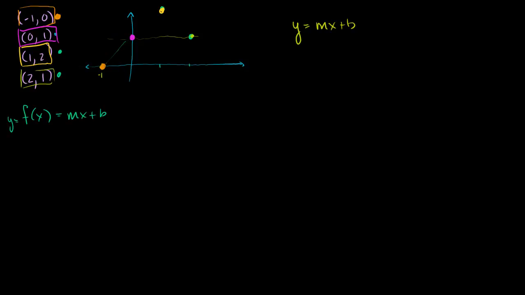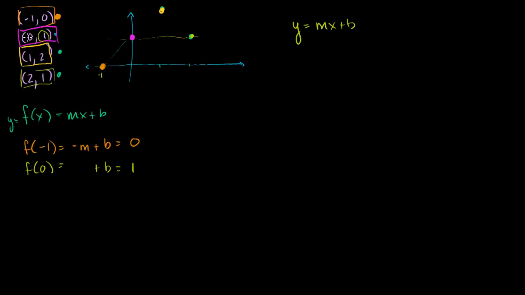So our first point right there, let me do it in that orange, tells us that f of -1, which is equal to -1 times m, so it's minus m plus b, is going to be equal to 0. That's what that first equation tells us. The second equation tells us that f of 0, which is equal to 0 times m, which is just 0, plus b, is equal to 1. F of 0 is 1.